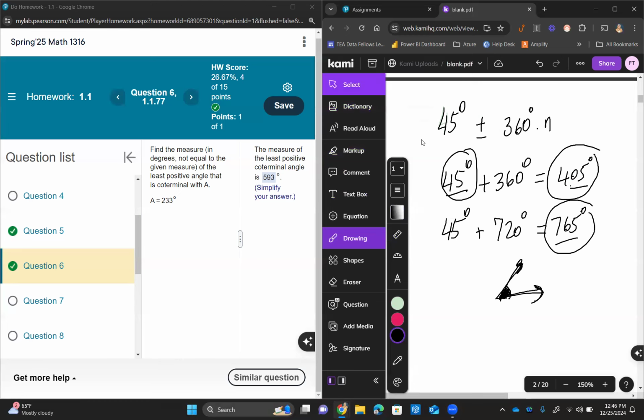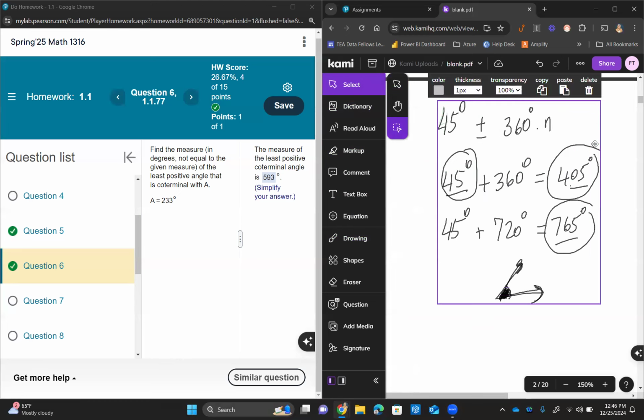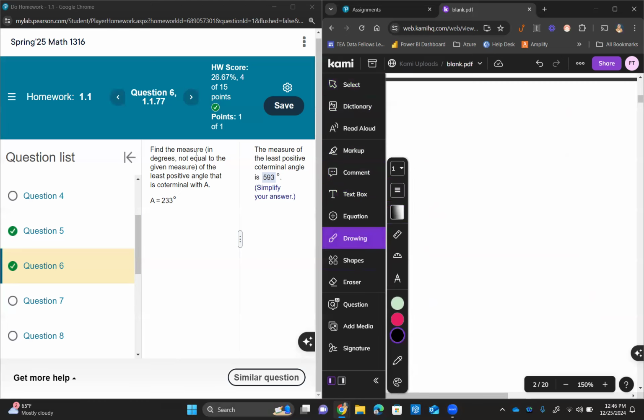After saying this, let's open up some space here and look at our question 6. For question 6, find the measure in degrees of the least possible angle, not equal to the given measure, that is coterminal with angle A. Angle A is given as 233 degrees. To find a coterminal angle, I want to add 1 times 360 to this. When I add them up, the answer will be 593 degrees. That answer goes inside the box here.